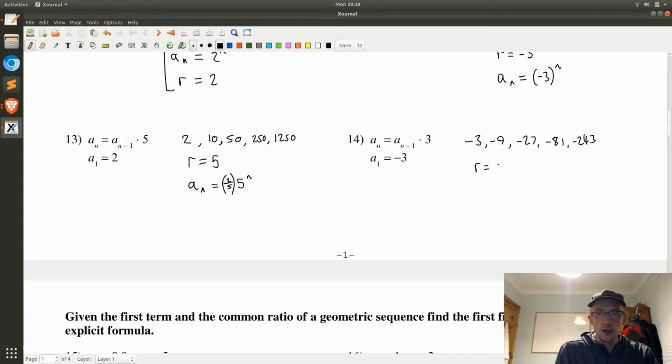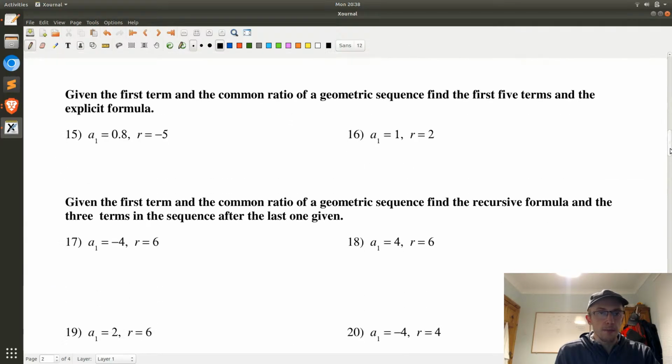The common ratio is 3. The nth term is the negative of 3 to the n. Just there like that. And let's move on now.